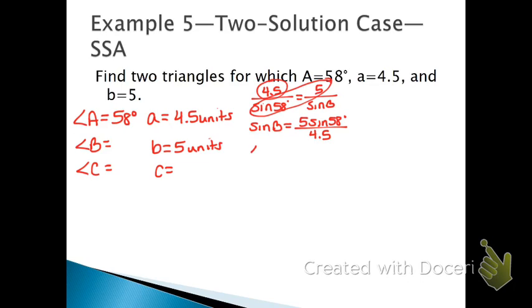And how do we find angle B? Do the inverse. I'm just going to do inverse sine of all of this. The only thing is when you're typing this in your calculator, when you get done typing that 58, don't forget to close the parenthesis that goes to it, okay? Otherwise, it'll mess it up.